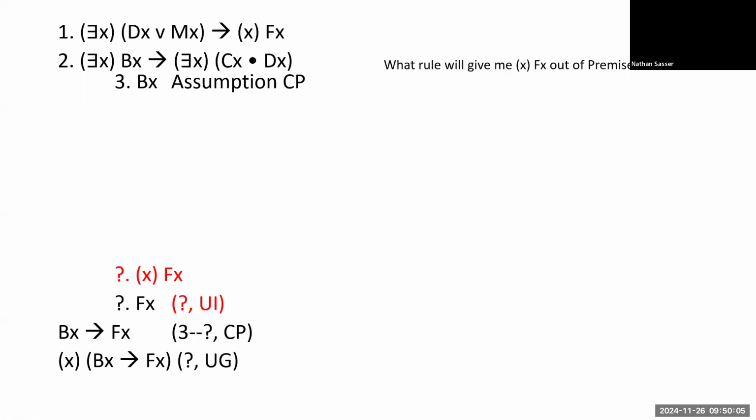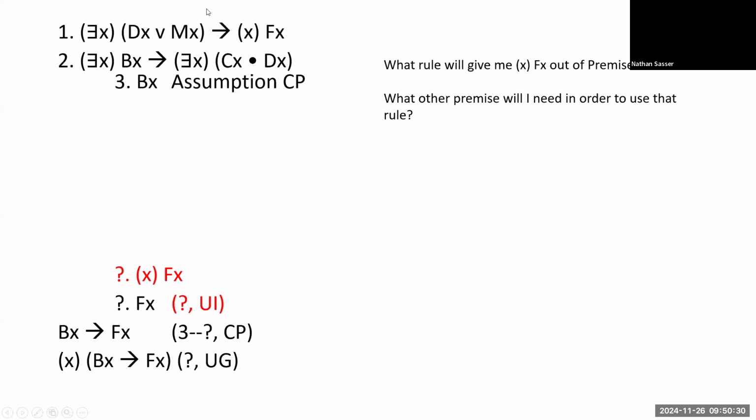Okay, how am I going to get, what rule do I know that will get me for all x Fx out of premise one? Well, what is this? It's the consequent of a conditional statement. What rule do you know which will give you, as a conclusion, the consequent of a conditional statement? Well, my favorite rule is modus ponens. That'll do that.